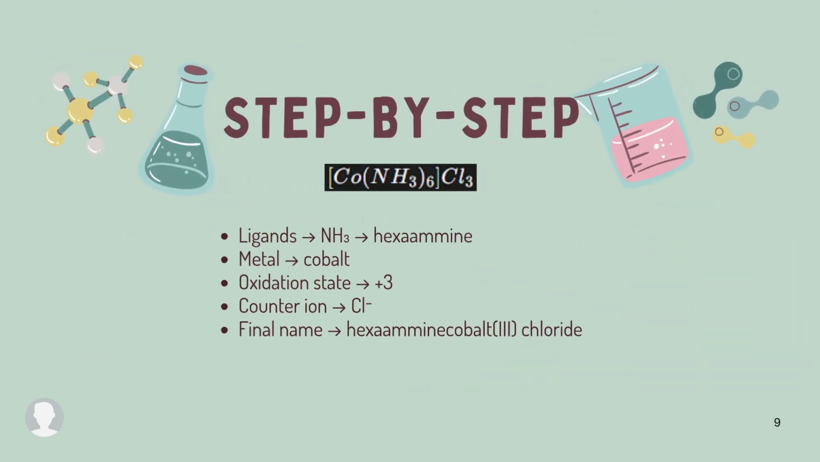So let's try to break down one example step by step. First, identify the ligands. There are 6 ammine ligands which are neutral, so we will write hexaammine. Next, identify the metal, which is cobalt. Now, calculate the oxidation state. NH3 is neutral and chloride is -1, so the total charge from 3 Cl- is -3. So cobalt must be +3 to balance. Since the complex ion is a cation, we use the normal metal name, so the full name is hexaamminecobalt(III) chloride.